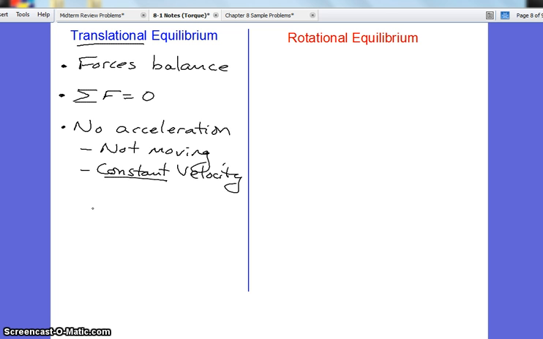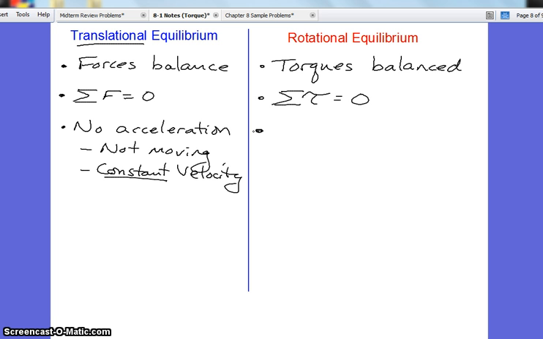Now what we're going to do is take the same ideas and apply them to rotation. In rotation, we're not talking about forces. Instead, we are talking about torques. And so the torques are balanced. So the torques that are clockwise balance out the ones that are counterclockwise. And so the total torque adds up to zero in terms of rotational equilibrium.